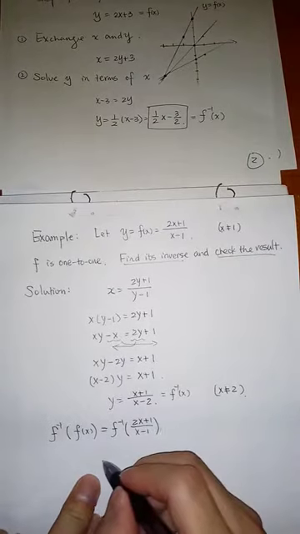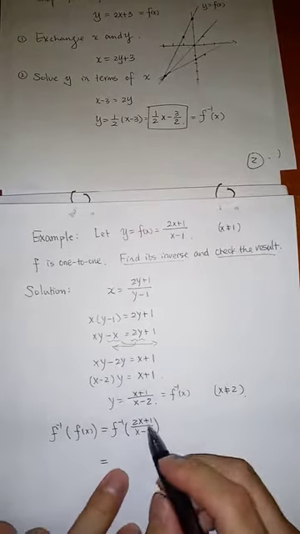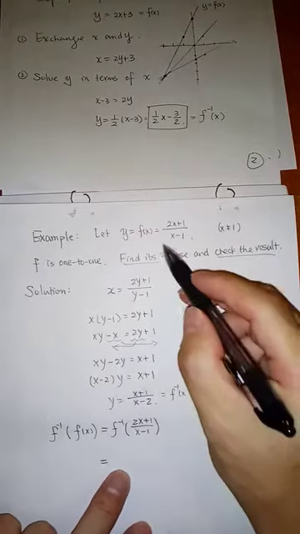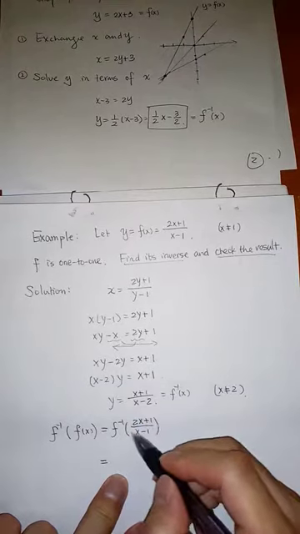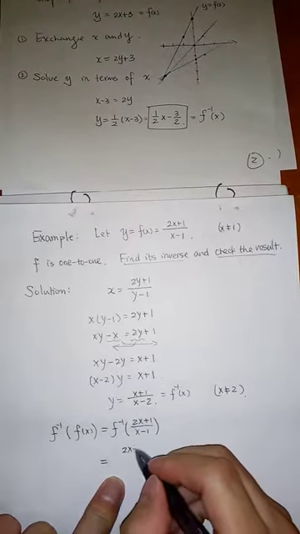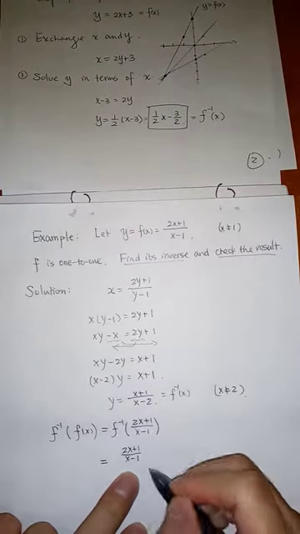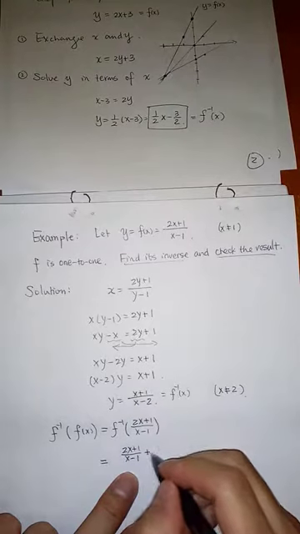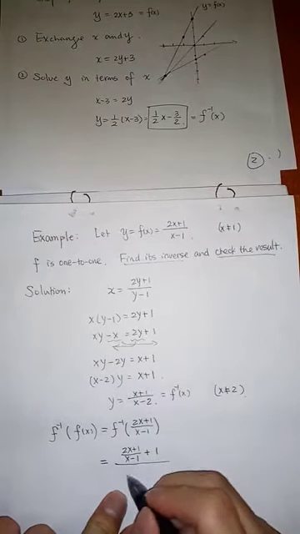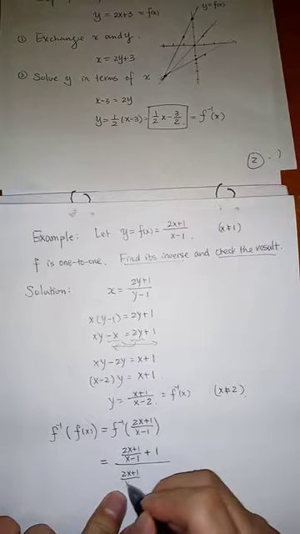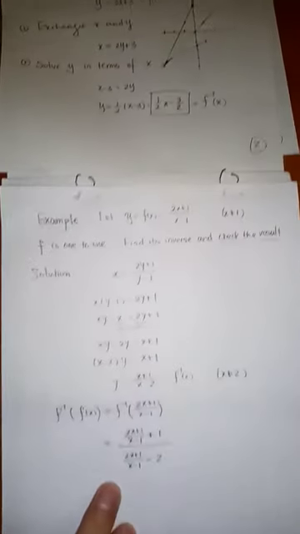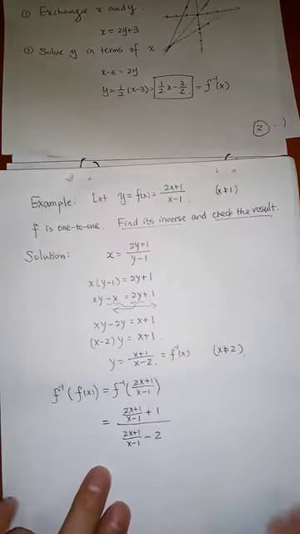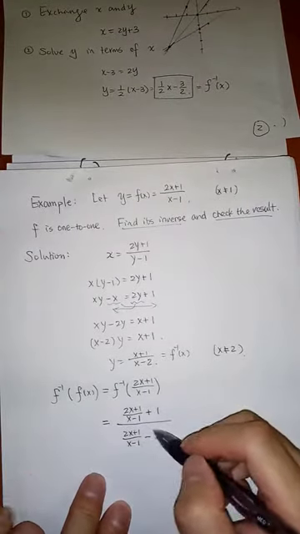Okay, now let's see. The computation is a little bit tedious. So f inverse of x is (x + 1)/(x - 2). So whenever you see x, you use this complex formula. So (2x + 1)/(x - 1) plus 1 in the numerator, and (2x + 1)/(x - 1) minus 2 in the denominator. So this is our formulation, and we are going to simplify it, see if it is equal to x.